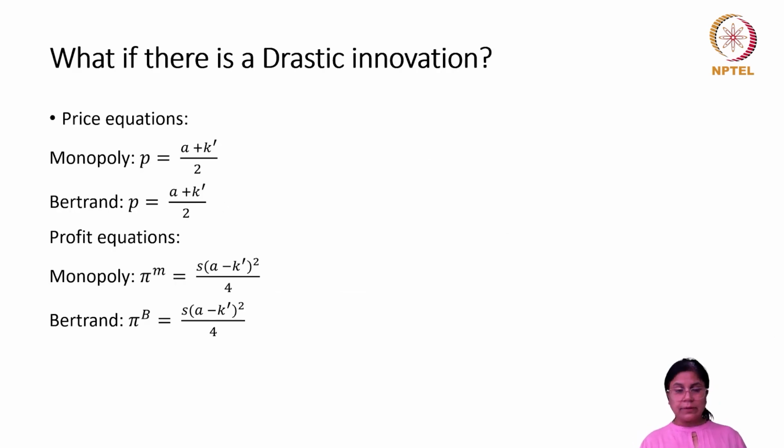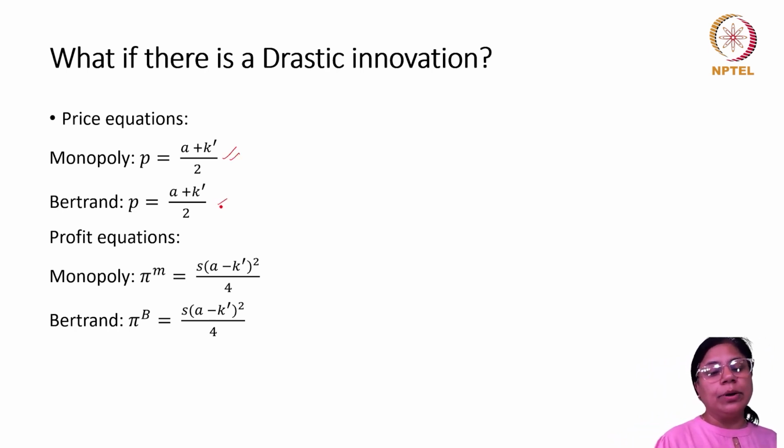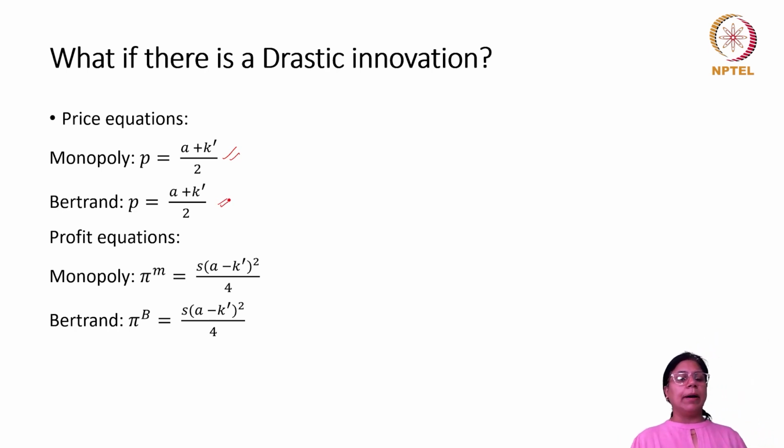Now the question arises: this entire analysis we have done on the basis of non-drastic innovation. The key characteristic of non-drastic innovation was that the price which can be charged, let us say as a monopolist, is still going to be higher than the cost of production or the marginal cost which was there earlier. However, in case of a drastic innovation, it is going to change, and the monopolist price is now going to be (A plus K prime) by 2, which we have seen. Even the Bertrand competitor's price is also going to be (A plus K prime) by 2.